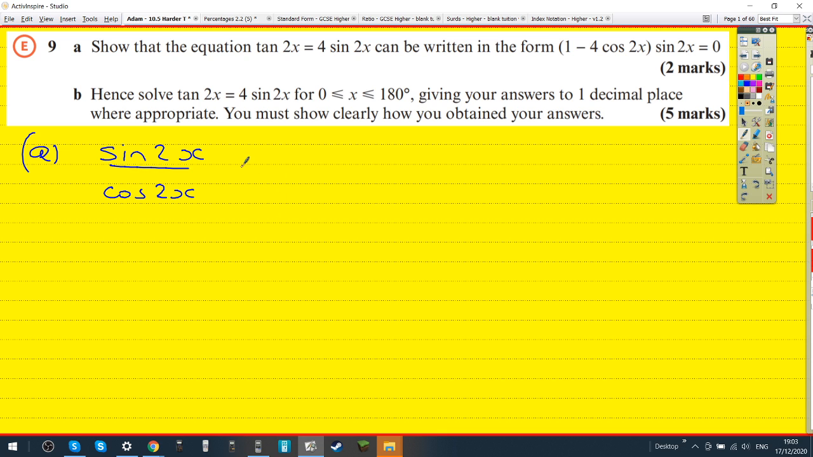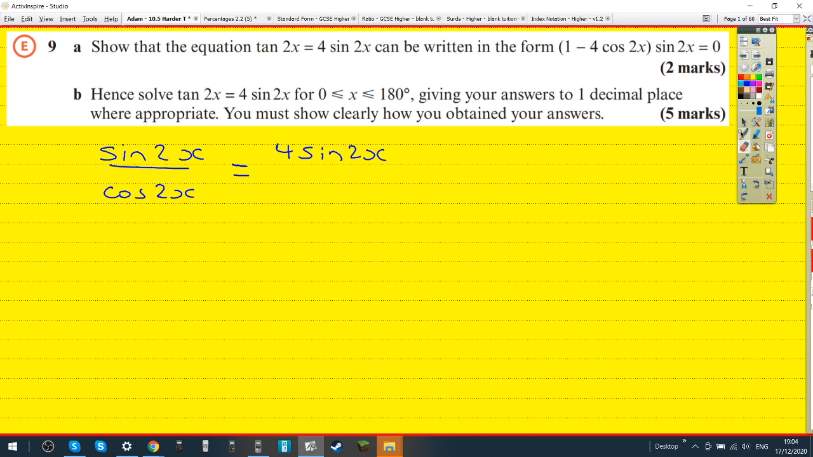Okay, any idea what you'd do next? So could you write it as tan as sine? Instead of tan, you could write it as sine 2x over cos 2x. Yep, same thing. Okay. I think you do 4 sine 2x over 4 cos 2x. Well, the left side is divide by cos 2x. How would you get rid of the fraction? You'd multiply by cos 2x.